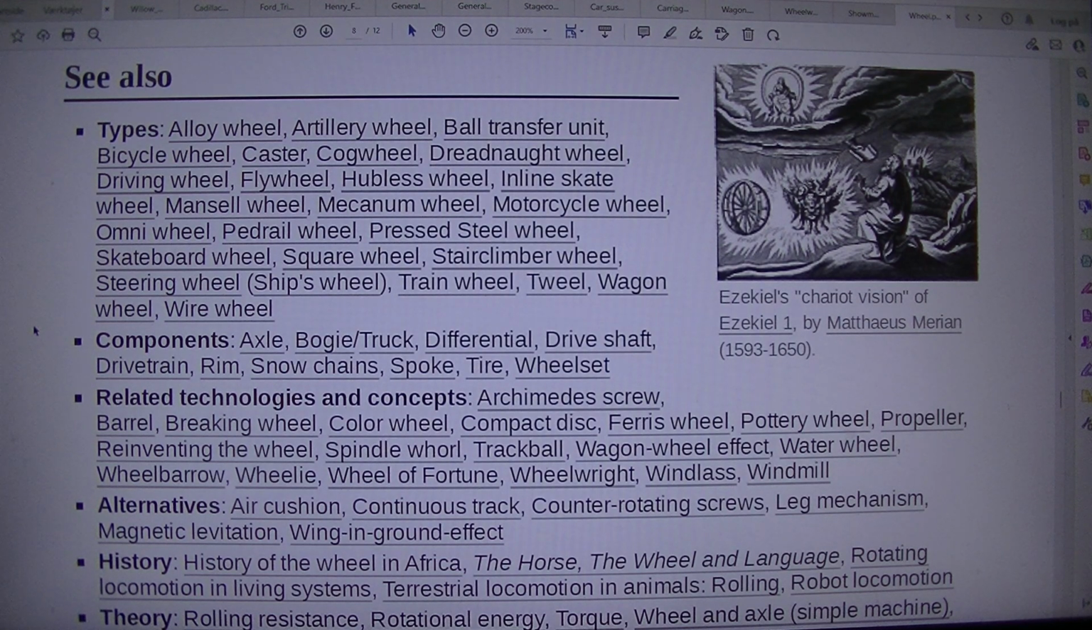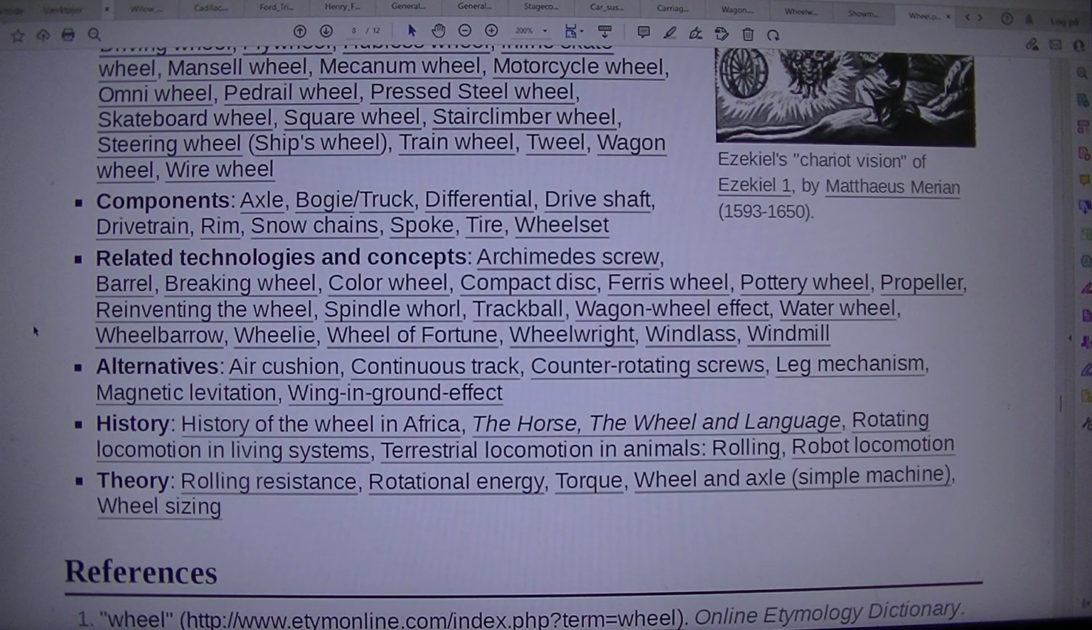Components: axle, bogie, forward truck, differential, drive shaft, drivetrain, rim, snow chains, spoke, tire, wheel set. Related technologies and concepts: Archimedes screw, barrel, braking wheel, color wheel, compact disc, Ferris wheel, pottery wheel, propeller, reinventing the wheel, spindle whorl, trackball, wagon wheel effect, water wheel, wheelbarrow, wheelie, wheel of fortune, wheelwright, windlass, windmill.